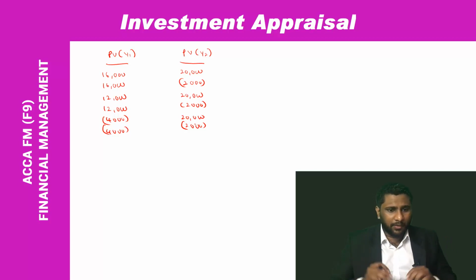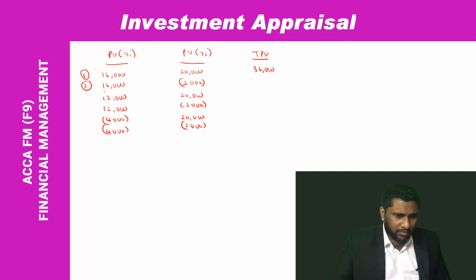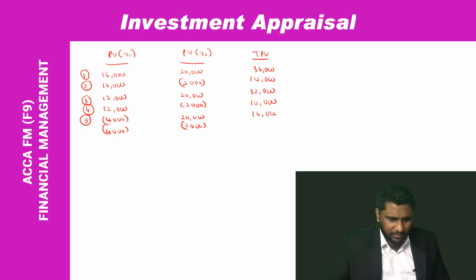So next what you have to do is, you have to calculate under each scenario how much is the present value that you will get. If you get scenario number 1 as your output, how much is the total present value that you will get? It is 36,000. If you end up with scenario number 2, how much is the total present value? 14,000. Scenario number 3? 32,000. Scenario number 4? 10,000. Scenario number 5? 16,000. Scenario number 6, total present value is negative 6,000. So you could get these 6 possible scenarios.